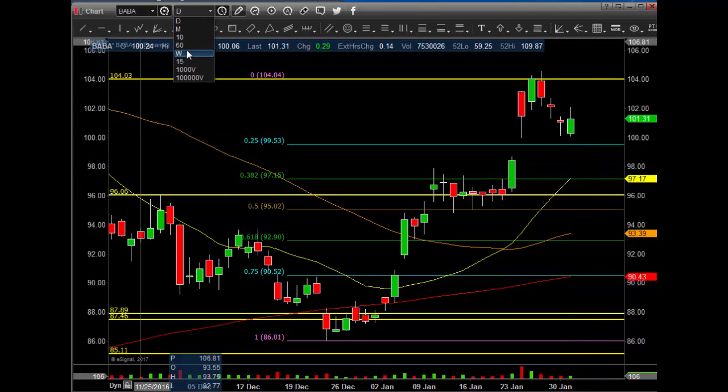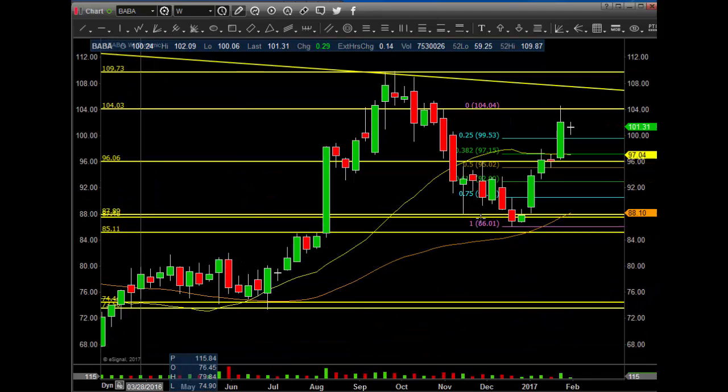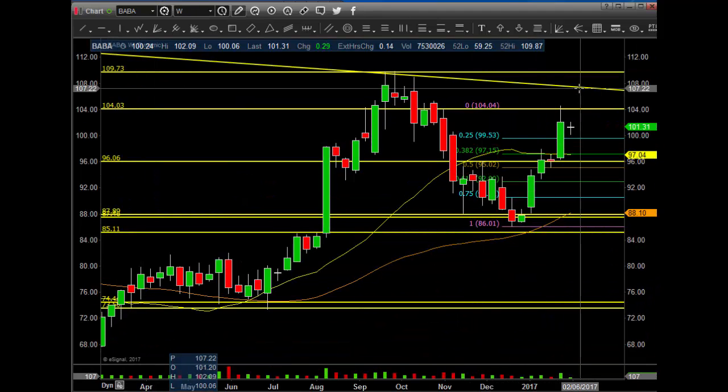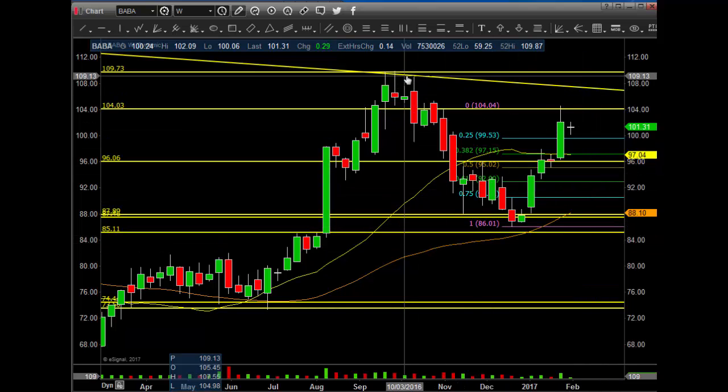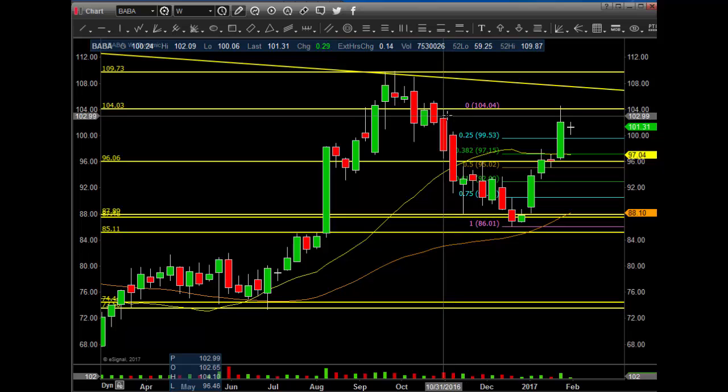Weekly chart. Weekly chart, same thing. Nice retrace back up into this area. It probably retraced to probably 750.